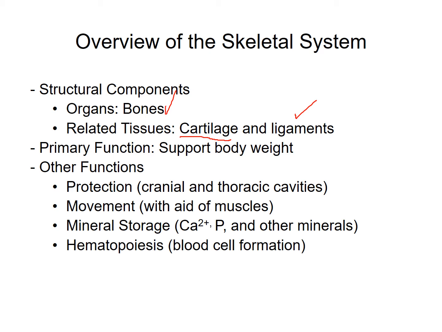Other functions include protection, right? It's not just supporting your body weight, but it's also protecting you. Your bones in your head protect your brain. The sphenoid bone protects your pituitary gland, right? The vertebrae protect your spinal cord. In the thoracic cavity, we have our sternum, our ribs, also our vertebrae that protect our heart and lungs.